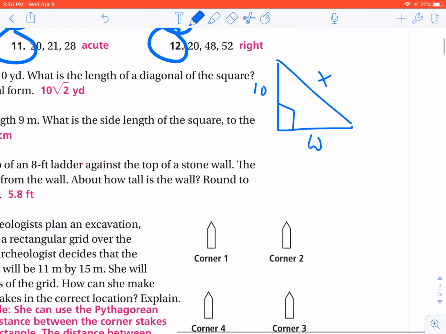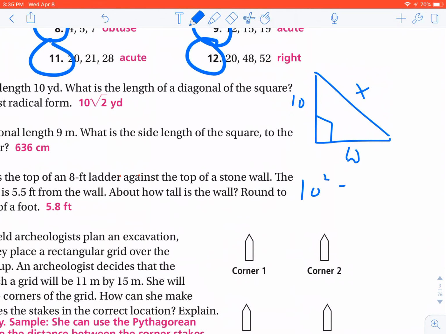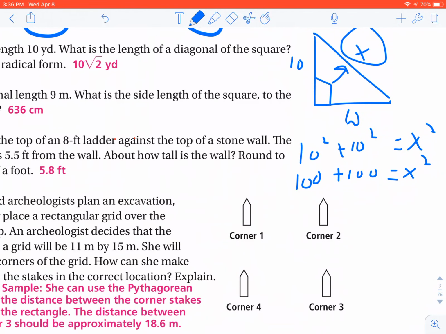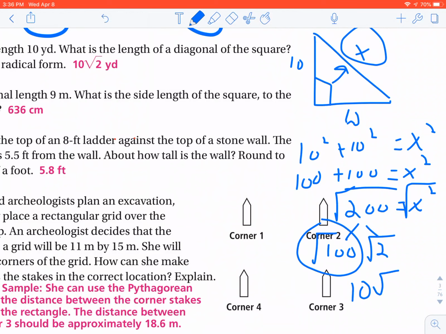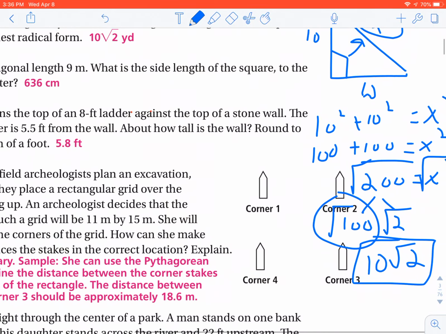So that's pretty straightforward, just Pythagorean theorem. 10 squared plus 10 squared, and this is obviously my hypotenuse because it is opposite the right angle, is equal to x squared. When I solve this, I get 100 plus 100 equals x squared, and that gives me 200 equals x squared. If I go to square root this, 200 is not a perfect square. The biggest perfect square that divides into 200 is 100, and its partner will be 2. That's your perfect square. It is 10. 2 is not perfect, so 10 radical 2 yards is your answer there for number 13.